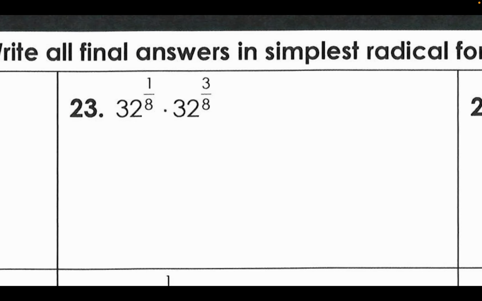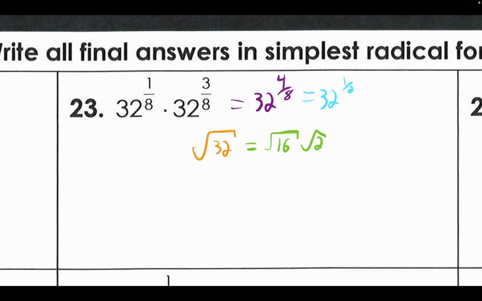23, same thing, but instead of x's, we have 32. So they're both 32. We add the exponents. Common denominators already. So 1/8 plus 3/8 is 4/8. So that's 32 to the power of 4/8. 4/8 reduces very nicely to 1/2. So this is really the square root of 32. Now we're not done here because we can simplify the square root of 32. That's the square root of 16 times the square root of 2. And so this ends up being 4 square root 2. And now we're done.